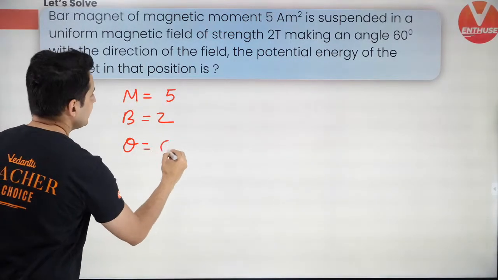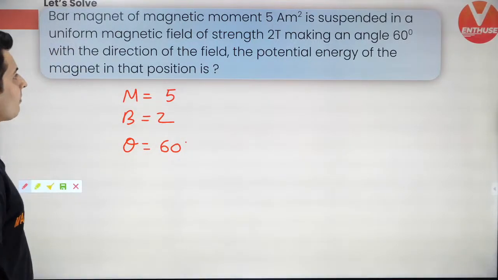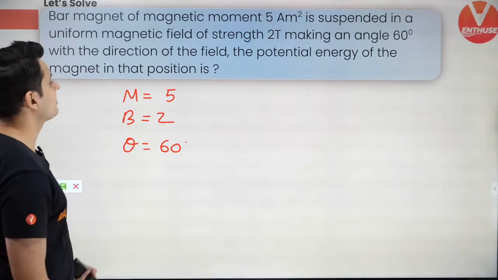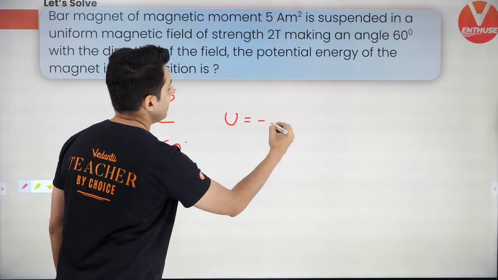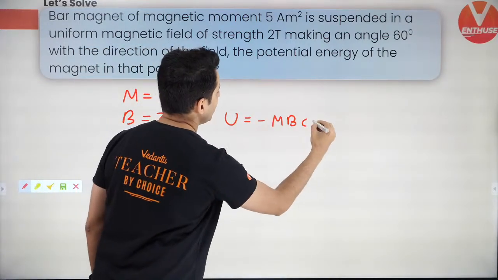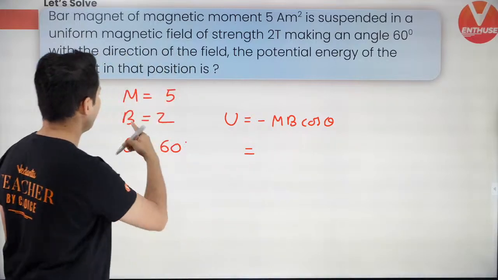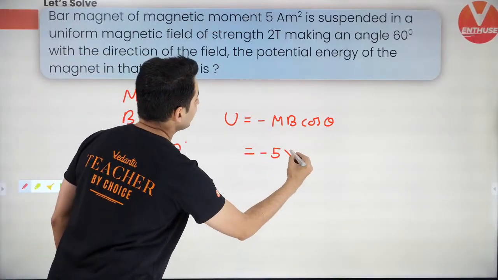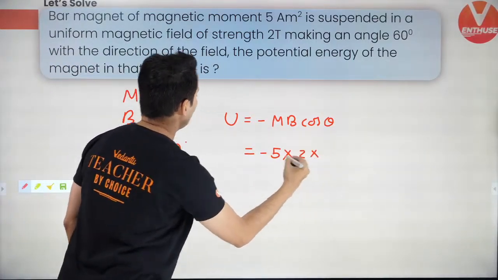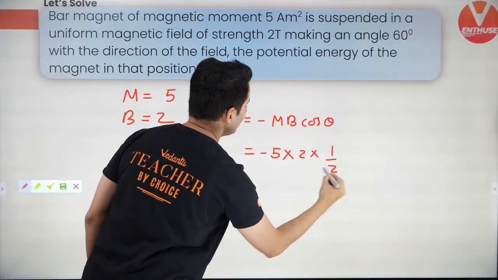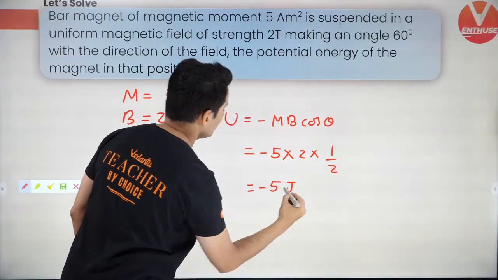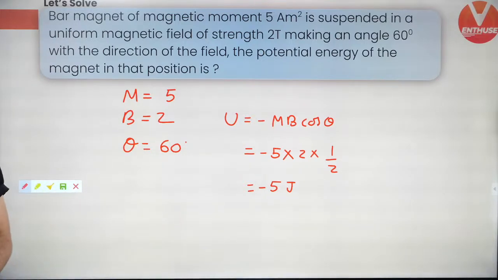Theta is 60 degrees. The potential energy is how much? Remember, I just told you, it's minus MB cos theta. So what is M? M is 5. What is B? B is 2. What is cos 60? Cos 60 is nothing but half. So what will you get? Minus 5 joules. That's the answer. Look at it, how simple it is.